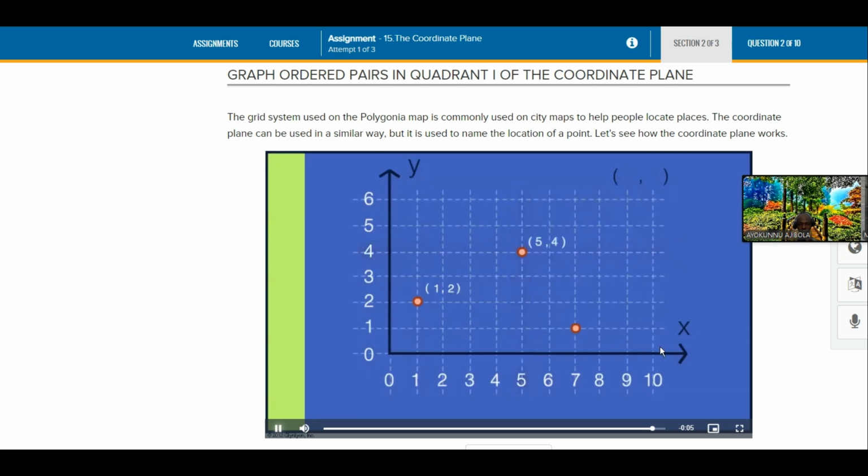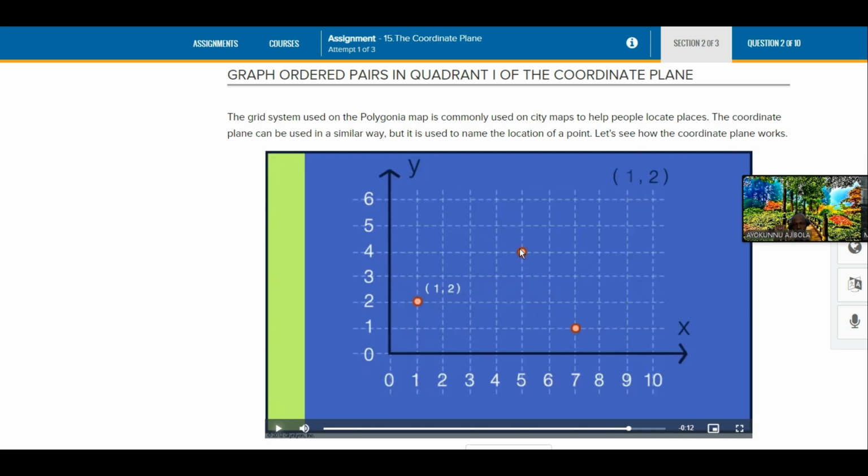The third point is located at 7. Let me review a little first. Can you first name the location of the other points? The first point is 1 on X, 2 on Y. That's why it is 1, comma 2, okay?